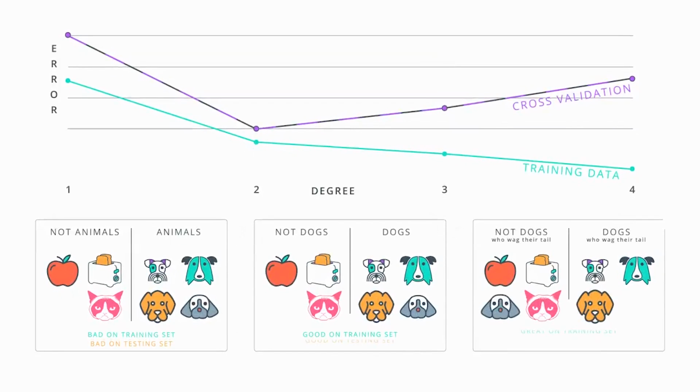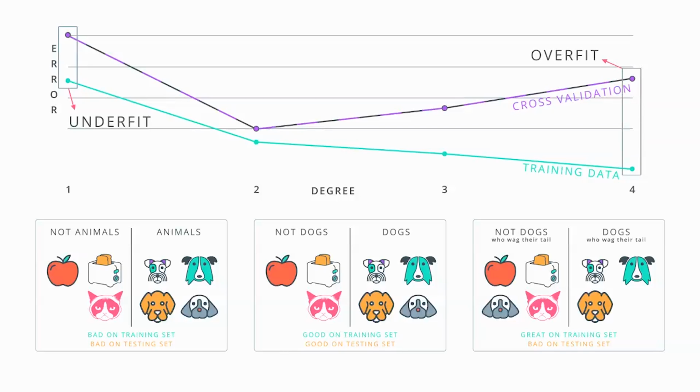So let's recap. Here we have the model complexity graph and the example all together. On the left, we see underfitting, or an oversimplification of the problem. This is bad on both the training and the cross-validation set, because our model simply does not capture the complexity of our data. On the right, we see overfitting, or an overcomplication of the problem. This is great on the training set because we're memorizing it, but bad on the cross-validation set because the model does not generalize well. And in the middle, we have the perfect model, which is good on both the training and the testing set.